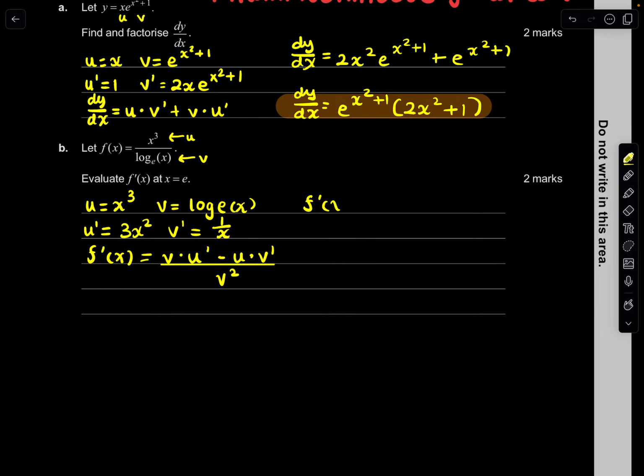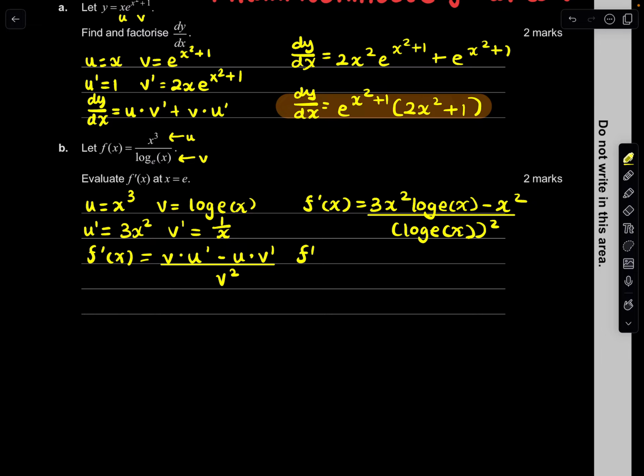So f dash of x is 3x squared log e of x minus x squared, because when you multiply x cubed by 1 over x, you get x squared, all divided by v squared, which is log e of x, squared. Now, this will give you 1 mark because you found the derivative. The second mark comes from subbing it in and getting the answer.